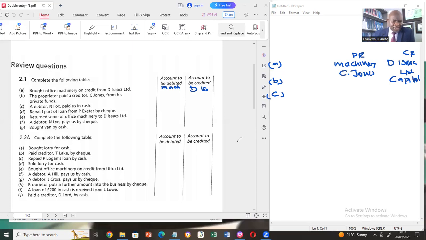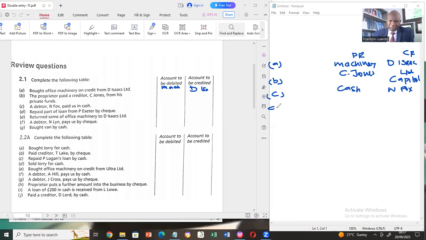Then C. A debtor is a person owing us money, that is a receivable. A debtor paid us in cash. If he's paying us in cash, the cash account is receiving, and the debtor is giving, so credit the debtor, who is giving.